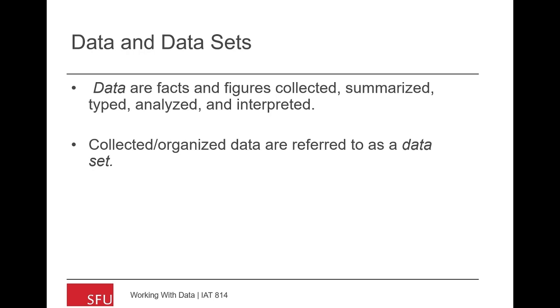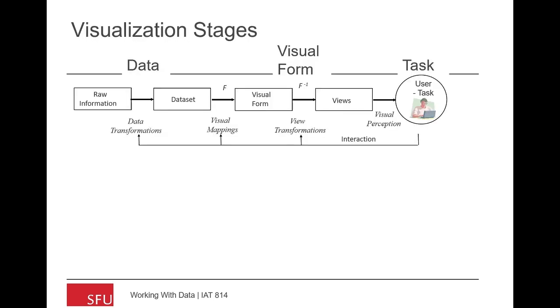Well, data are facts and figures collected, summarized, typed, analyzed, and interpreted. We kind of all have a basic idea of what data are. And a collected, organized collection of data is referred to as a data set. So a data set is a collection and data are individual items.